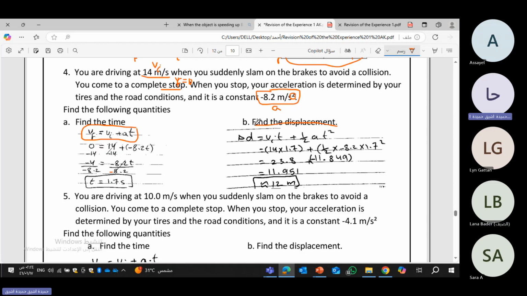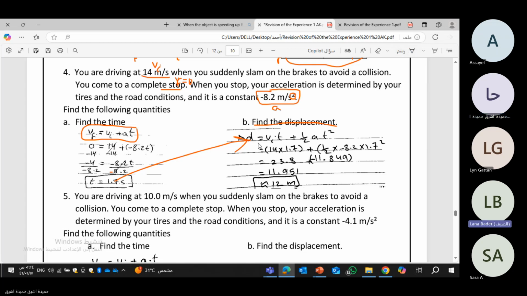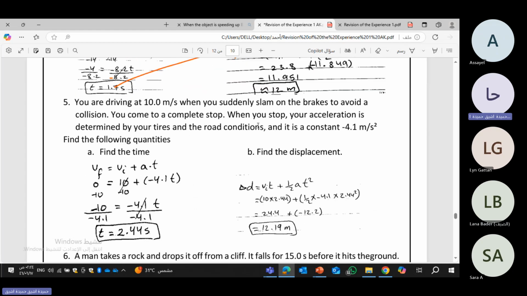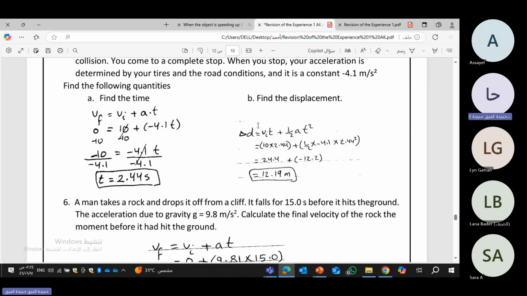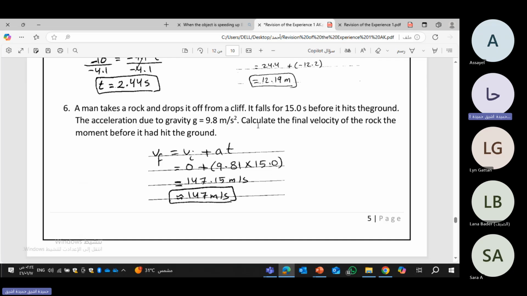What's the rule of displacement? Delta D equals V initial times T plus half A T squared. I already found the T, and then you will substitute here and get the number. Question 5 is actually the same. Please, these are very important questions. You have to practice more and more. One of them will come in the exam.